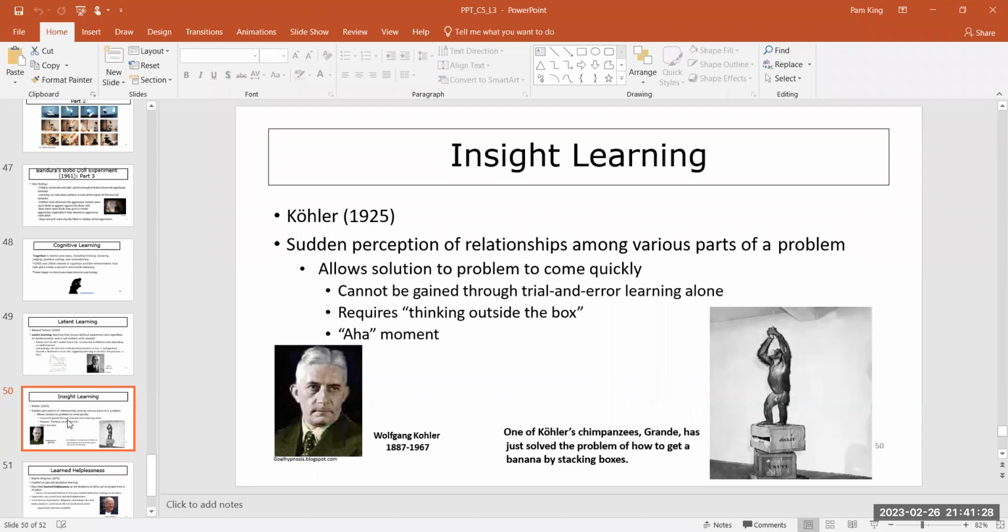Now, here, a solution to a problem will come quickly. It's not going to happen through trial and error. It requires thinking outside the box, and when the solution comes to you, it's like having an aha moment.